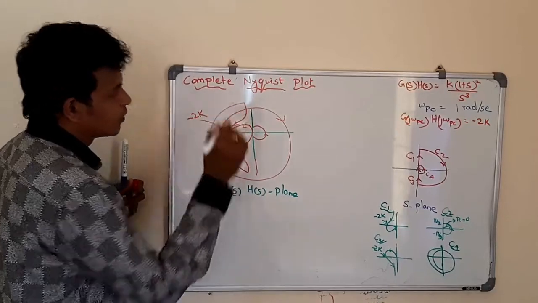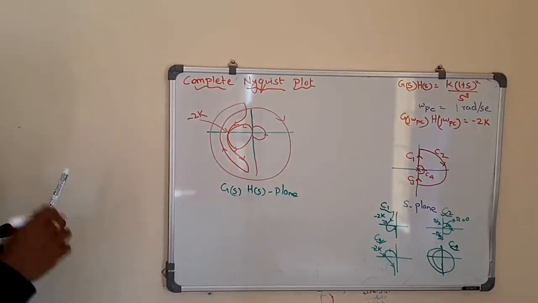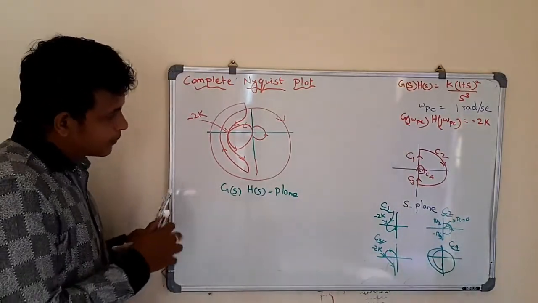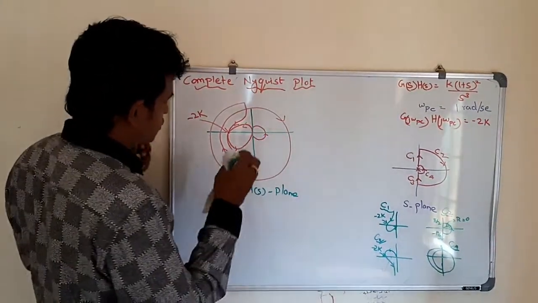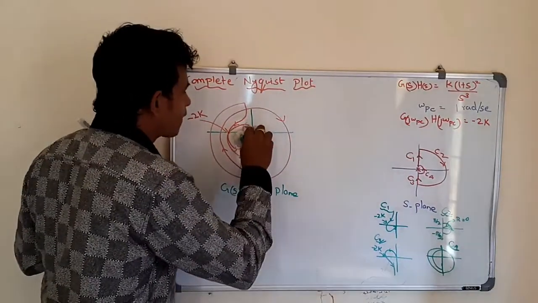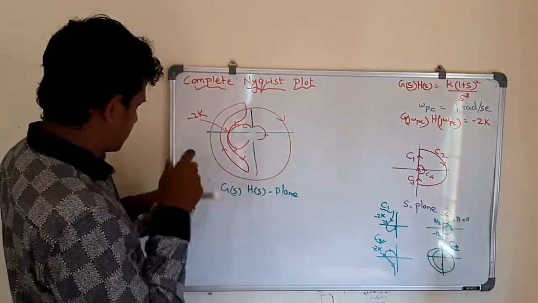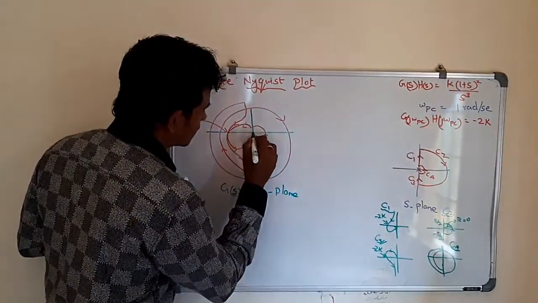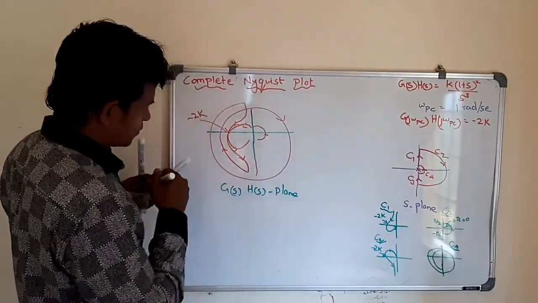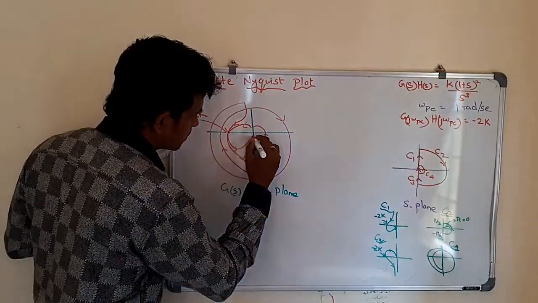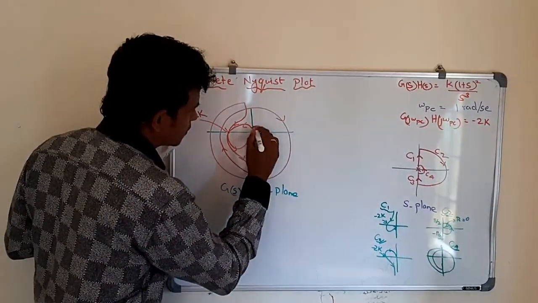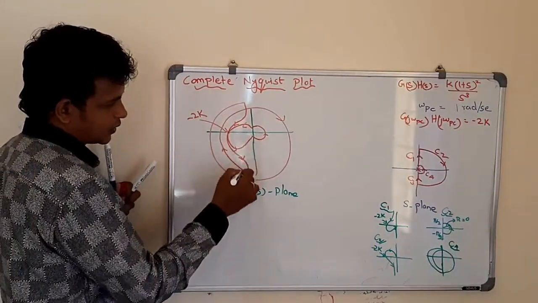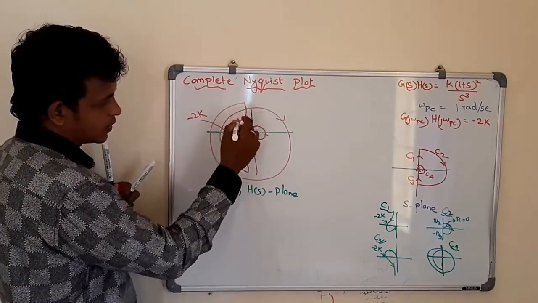Right? Now this can be made clearer. So this should be drawn like this. The radius of this arc is 0, and this is the mirror image of region C1. So I hope you have understood this. This is the complete Nyquist plot.